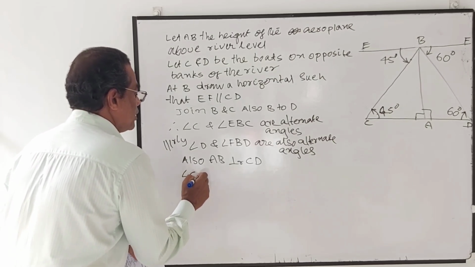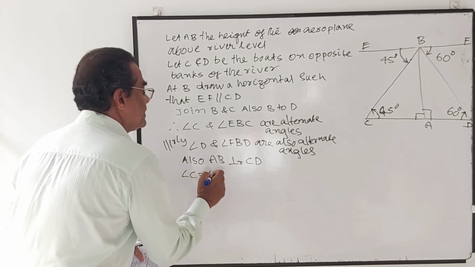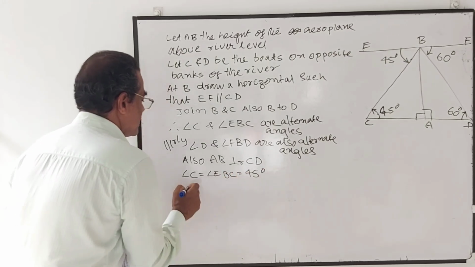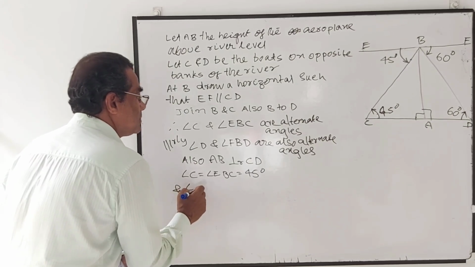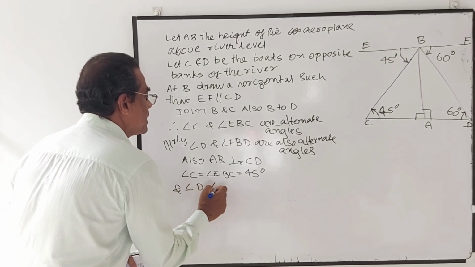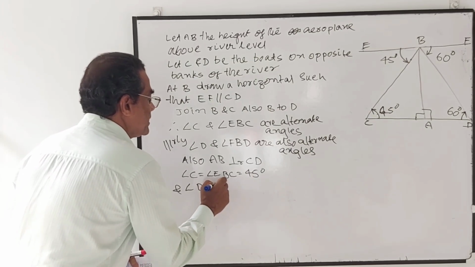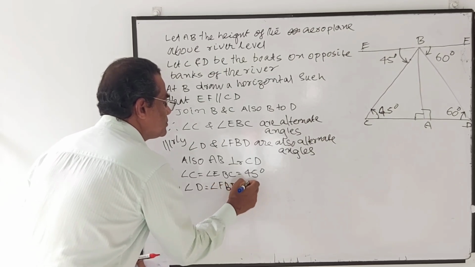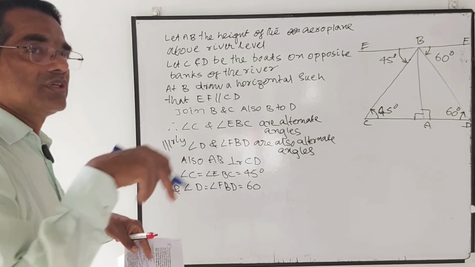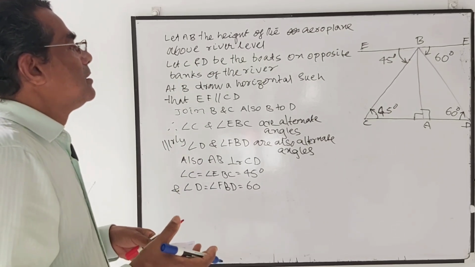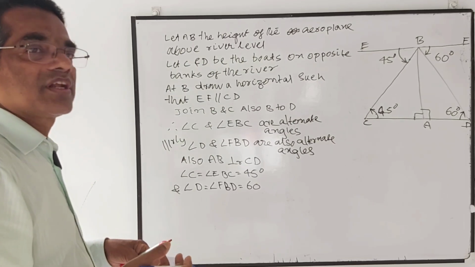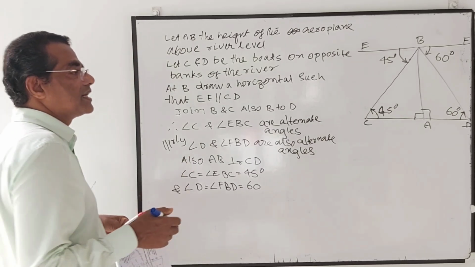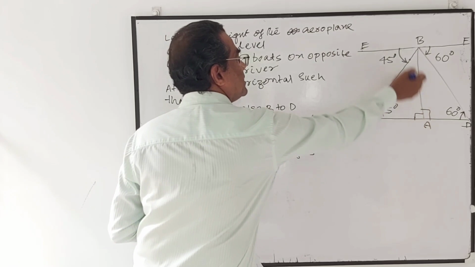Angle C equal to angle EBC equal to 45 degree and angle D equal to angle FBD equal to 60 degree. Now we have two right triangles and we can take the trigonometric ratio for finding the distance. Let us consider each triangle. I am considering first ABC.